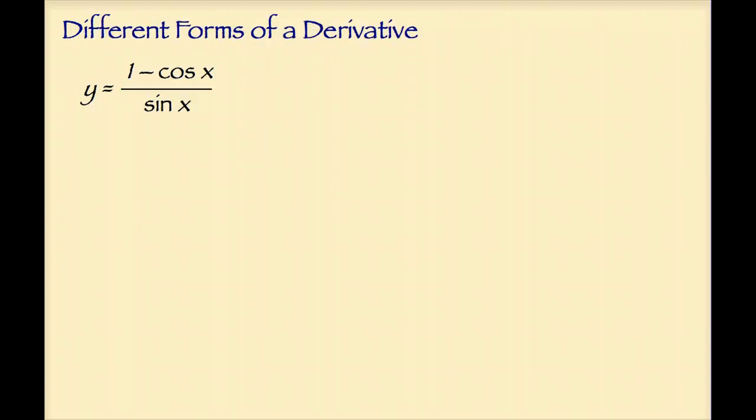Now let's take a derivative a couple of different ways. First, using the quotient rule. In this quotient, the numerator function is 1 minus cosine x, the denominator function is sine x. Let's restate the quotient rule. The denominator function times the derivative of the numerator function minus the numerator function times the derivative of the denominator function, all over the denominator function squared.